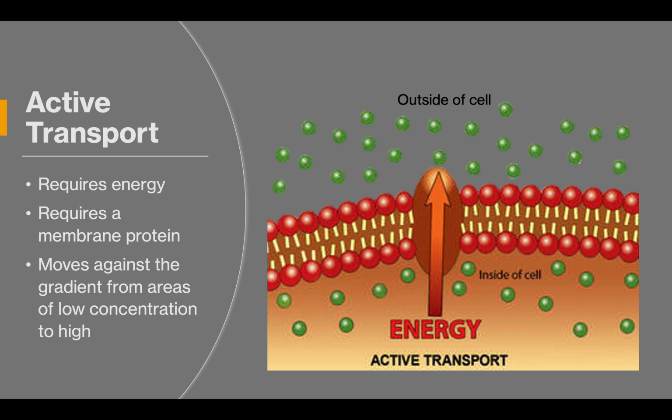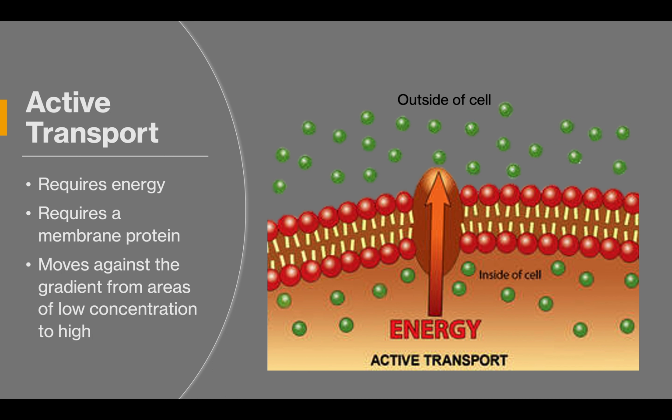So active transport does require energy, and like we've talked about, energy is ATP within our cells. It's like the monetary money of our cells. We have to have energy in order for things to happen. So active transport requires energy, it requires a membrane protein, and it moves against the gradient from areas of low to high concentration. So that's the main difference in passive transport in cells and active transport.